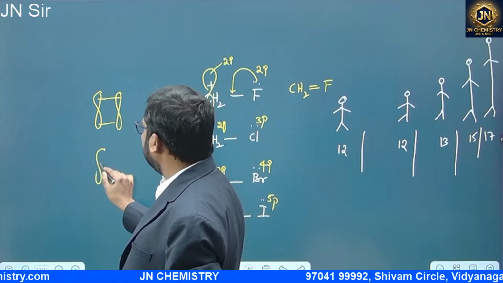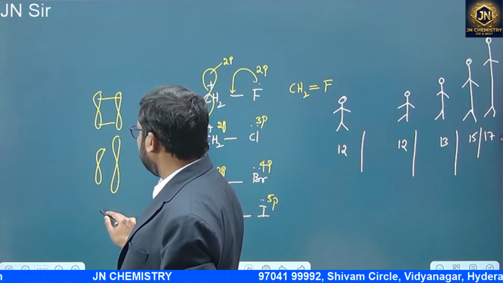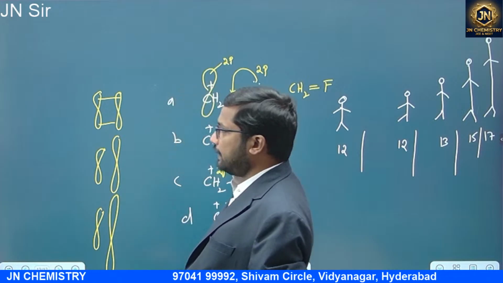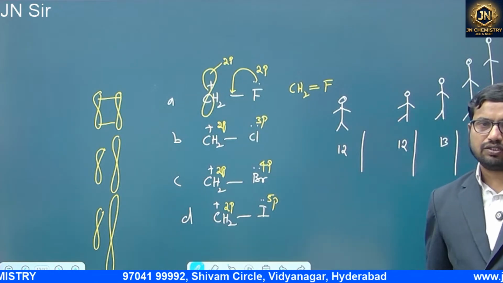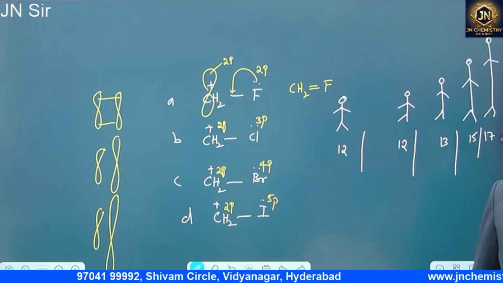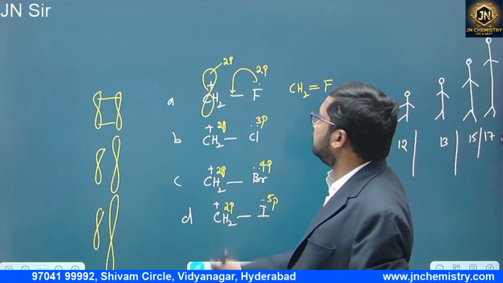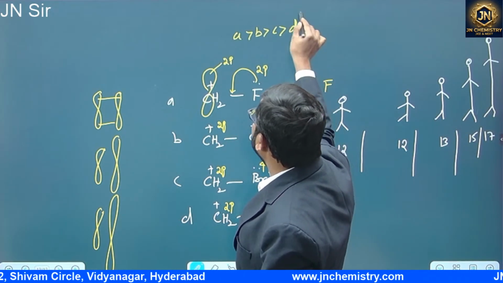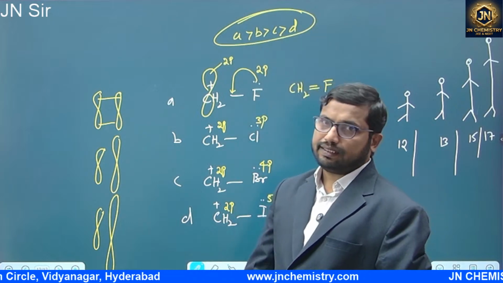In this case, 2p with 3p, the overlapping is not that much. So what is the answer? A, B, C, D.